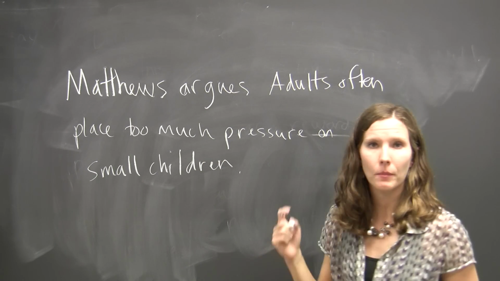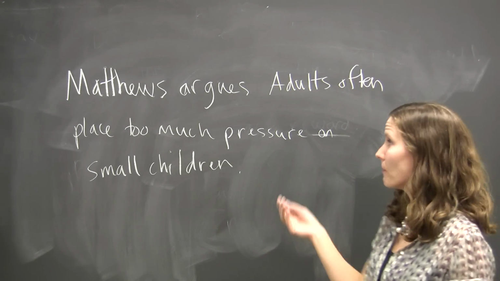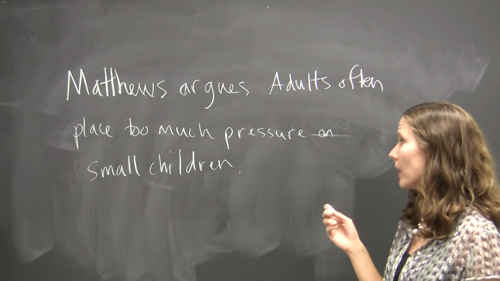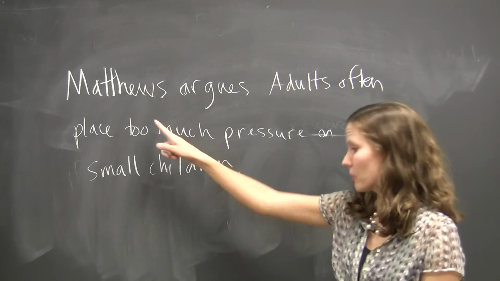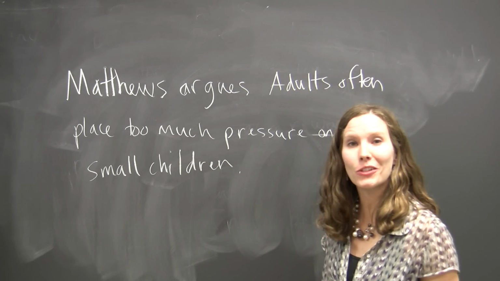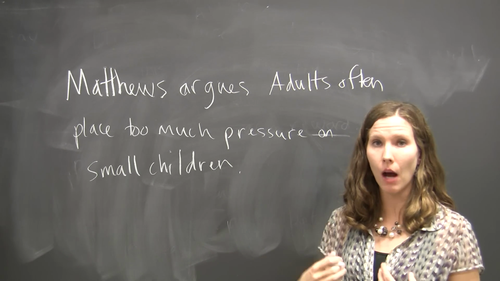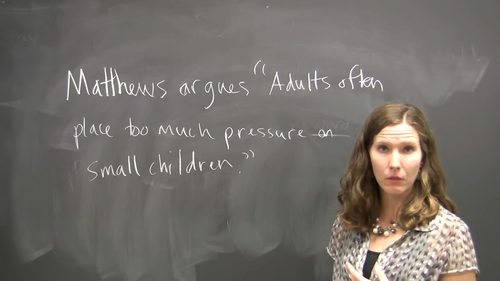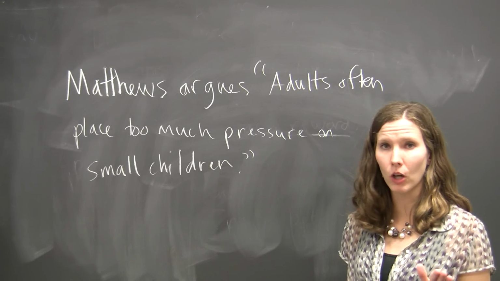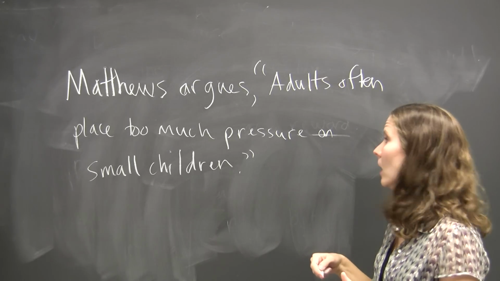Okay, so let's say I'm citing this particular quote in my essay, and I have Matthews argues adults often place too much pressure on small children. And if Matthews, which is the author's name, used those exact words, I have to indicate those are his words and not mine. So I would put quotes around exactly what he said, just like we talked about with regard to punctuating dialogue. Okay, and you would punctuate it the same.